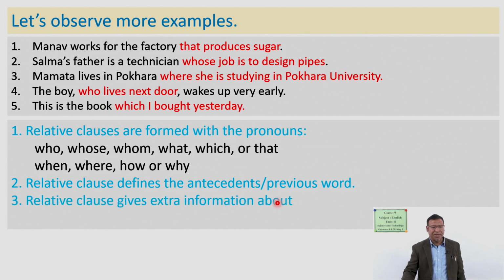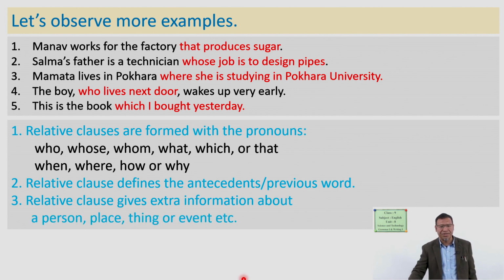Similarly, a relative clause gives extra information about a person, place, thing, or event. For example, here is a person, the boy. The boy who lives next door is the extra information about the boy, because we can complete the sentence by saying the boy wakes up very early. So about this boy, we have the extra information who lives next door.